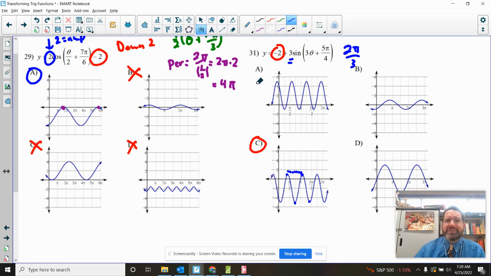But moral of the story, don't work harder than you have to. Check your midline first because it's easy. Check your amplitude second because that's also easy. And then after that, I would look at period and phase shift.